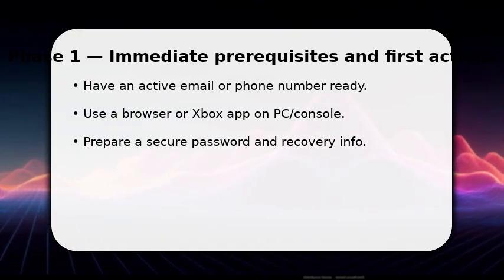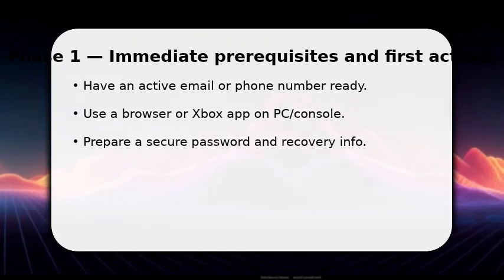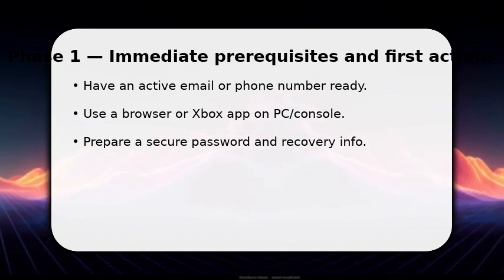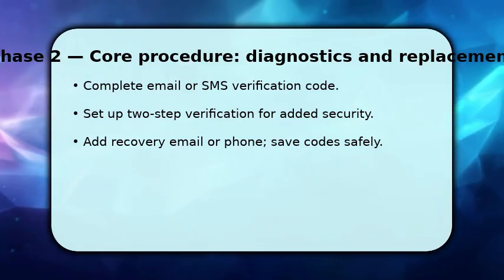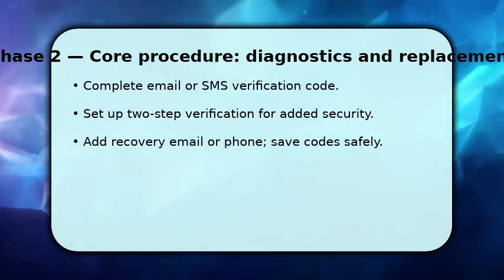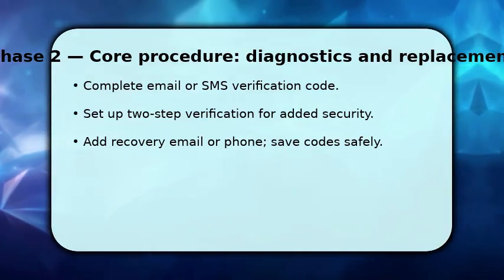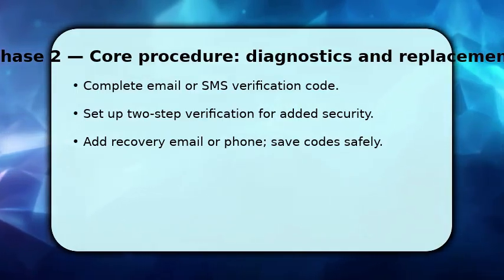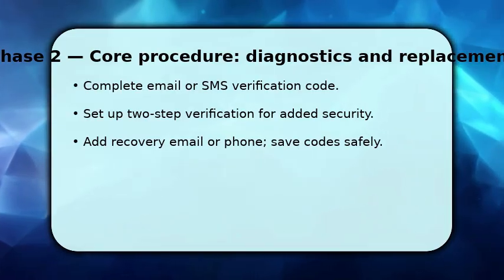After entering details, accept the basic privacy options and continue to the verification step, so Microsoft can confirm it is really you. Once done with initial details, expect a verification code by email or SMS. Enter that code promptly. Next, enable two-step verification to prevent unauthorized access. This is important because Forza progress syncs with your Microsoft account.